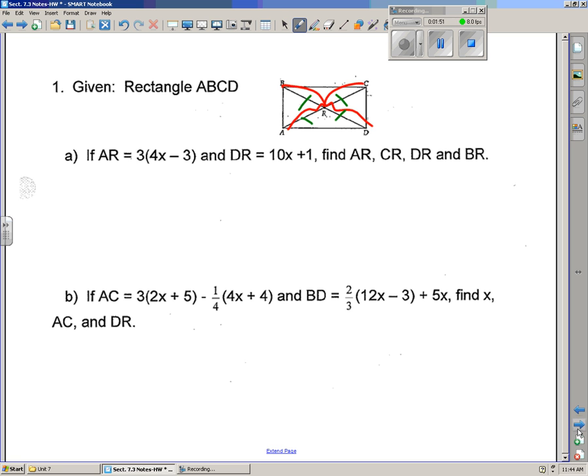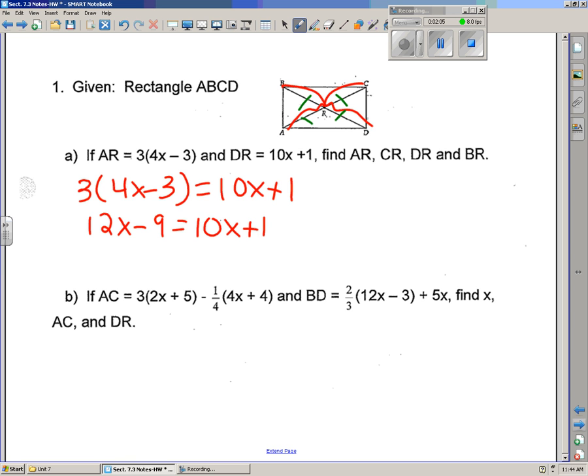So then what I could do is I could say 3 times 4x minus 3 is equal to 10x plus 1. And then when you distribute, 12x minus 9 equals 10x plus 1. Subtract 10x on both sides, add 9 to both sides, x comes out to be 5.